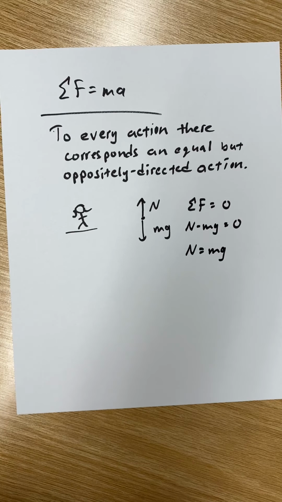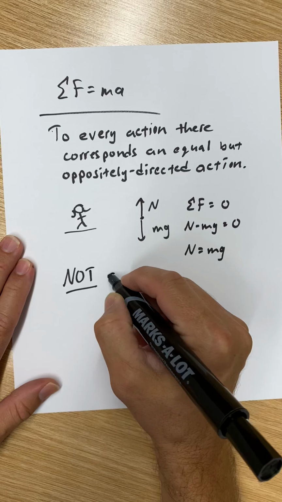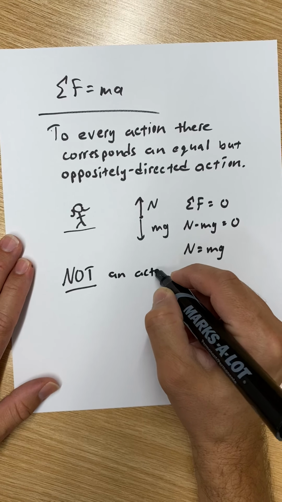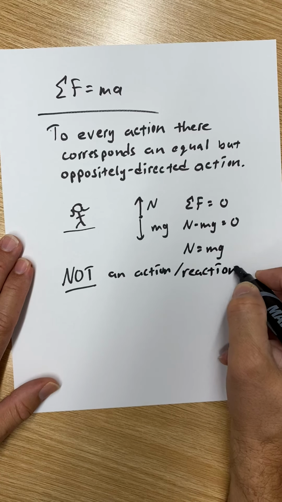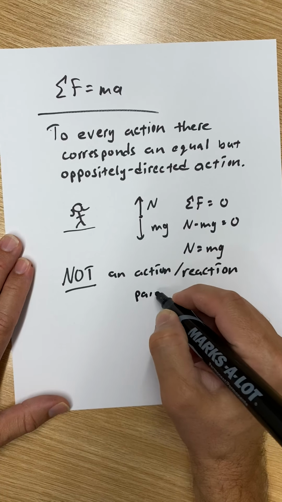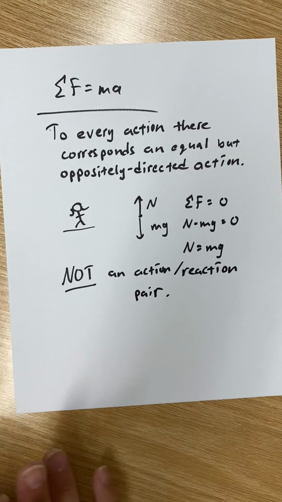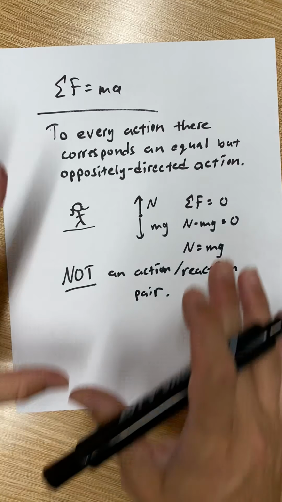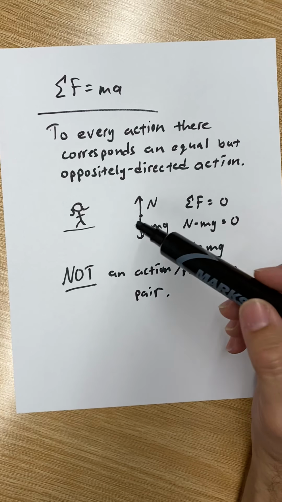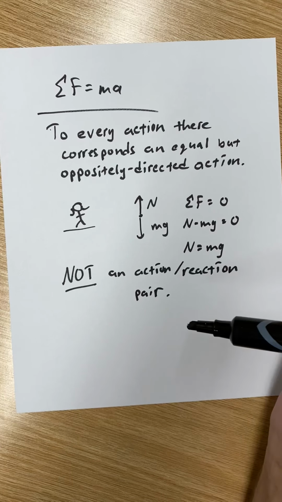That is false. This is not an action-reaction pair. I told you I was going to use the word. And that's okay. I don't hate the word. I just want you to understand that reaction doesn't involve preference. Okay, not an action-reaction pair. These are not. How do I know? Because these two forces are acting on the same object, to wit, the person.